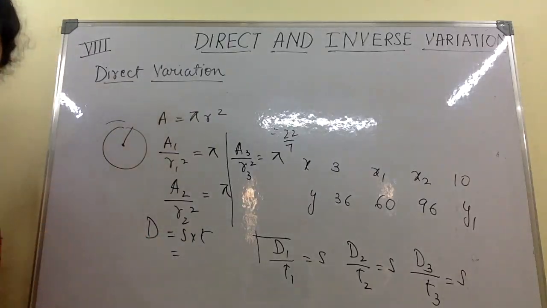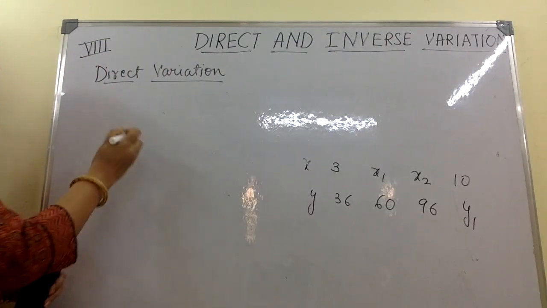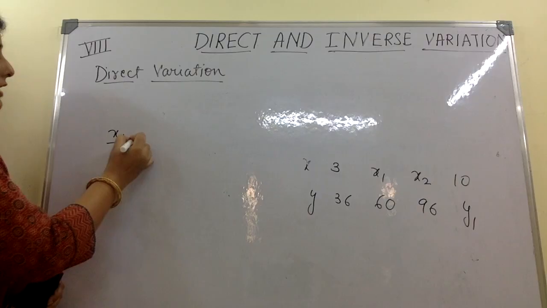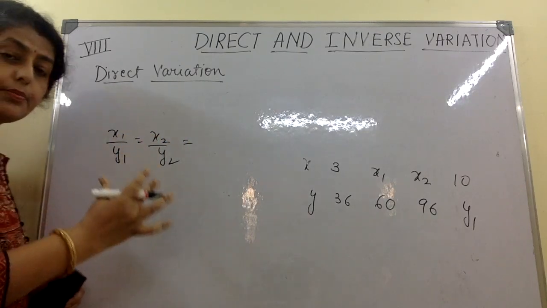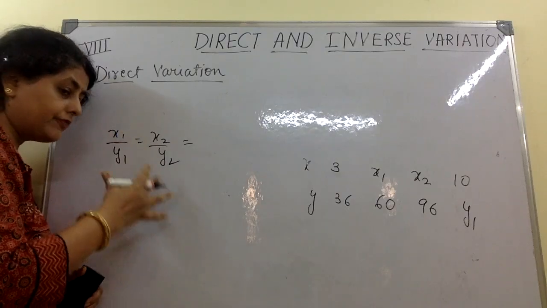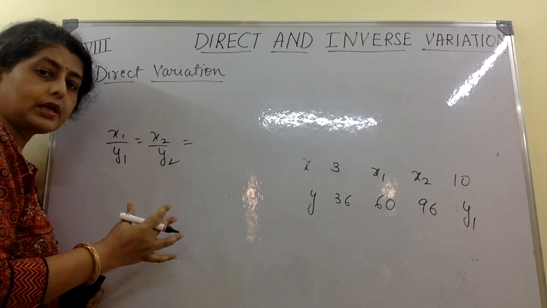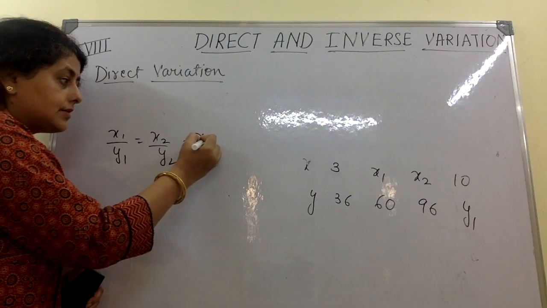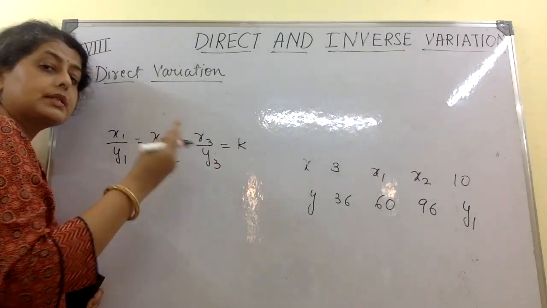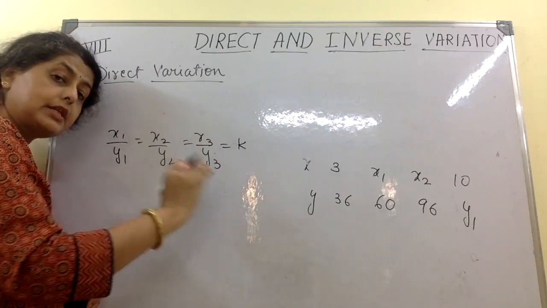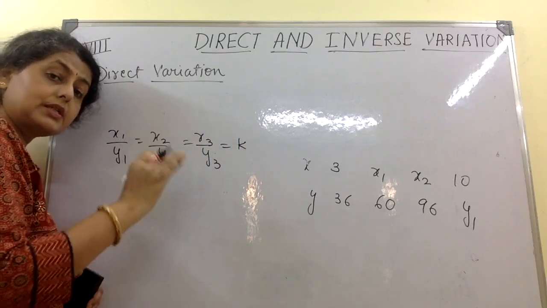So here, what happens is, we write x1 by y1 is equal to x2 by y2. This of course has to be for a particular vehicle, for a particular sum. One sum will have x3 by y3 is equal to k. Now this k value will change from sum to sum. I am not saying this k will remain the same in all the sums. It depends on the question.